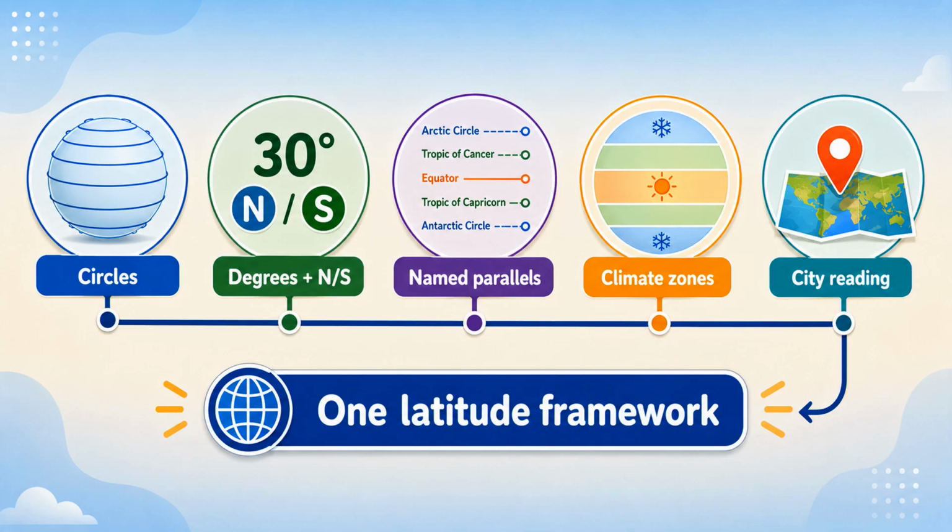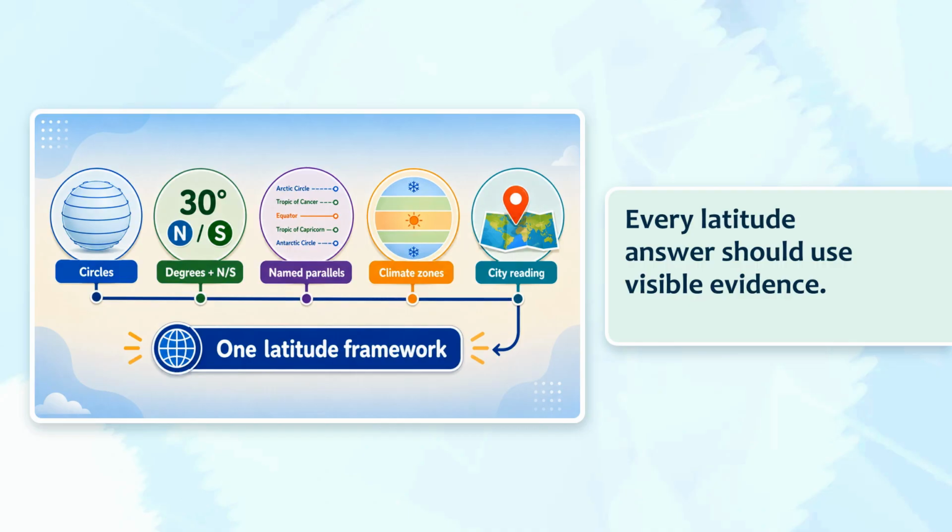The parallels create the framework, degree notation measures position, and important lines organize it into climate bands. Reading a city against the visible parallels connects the system to a real place and checks each conclusion with evidence. The final map of ideas replaces separate facts with a connected method. Every latitude answer should use visible evidence. Circle position, degree label, and boundary lines support the reasoning.